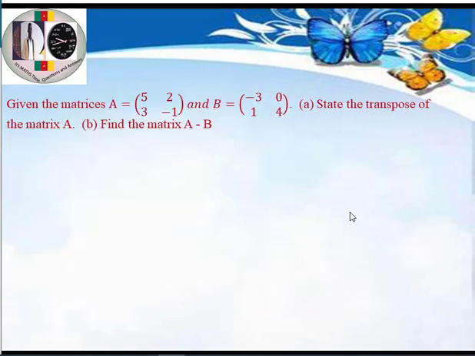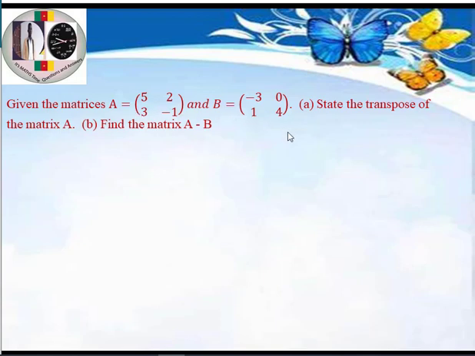Today's question is from Cameroon GCE Board 2020 Question 10, and it talks about matrices. It says that given the matrix A: 5 2 3 minus 1 and B: minus 3 0 1 4, state the transpose of matrix A, and B, find the matrix A minus B.